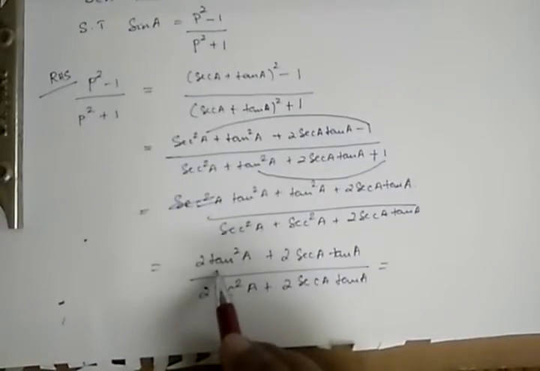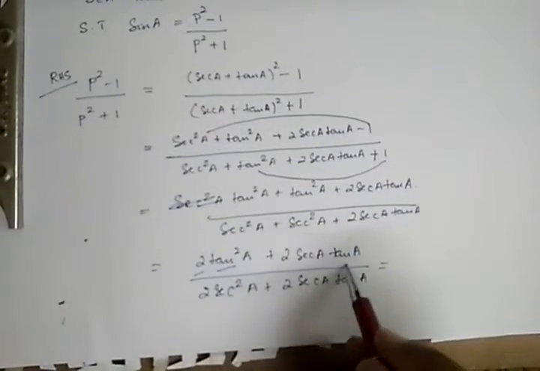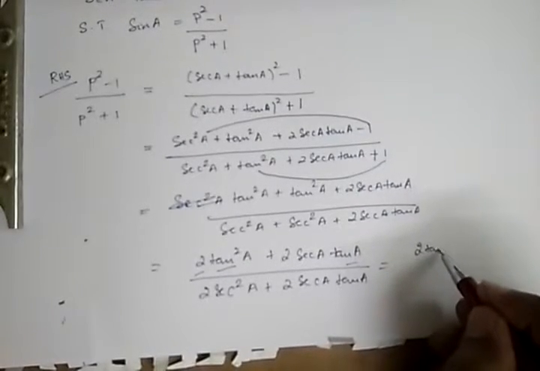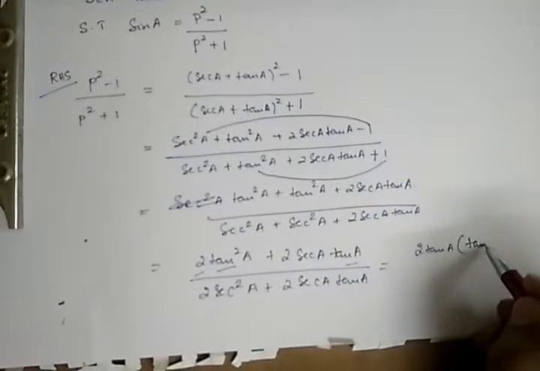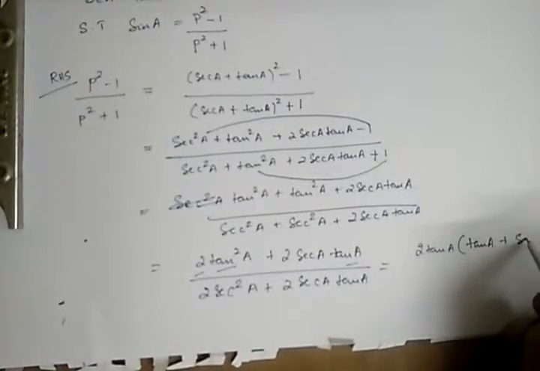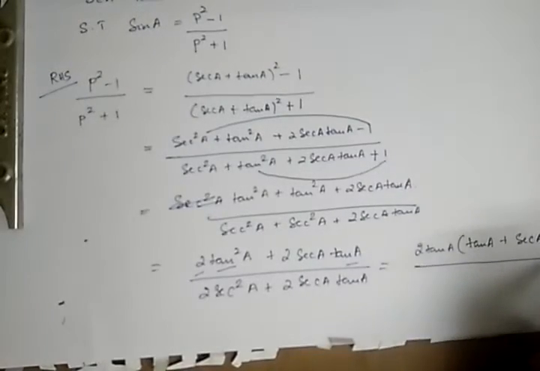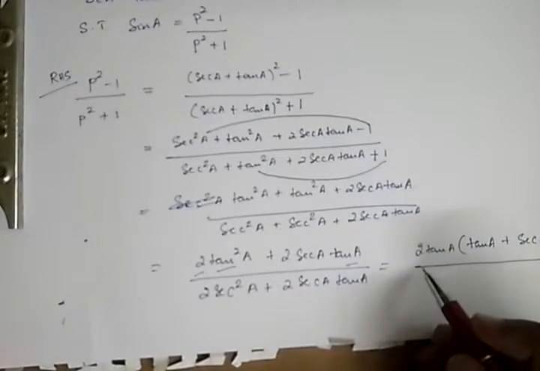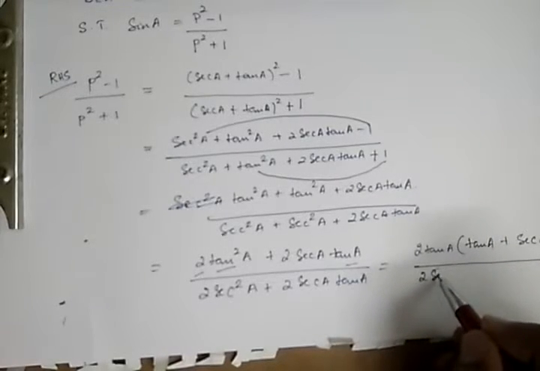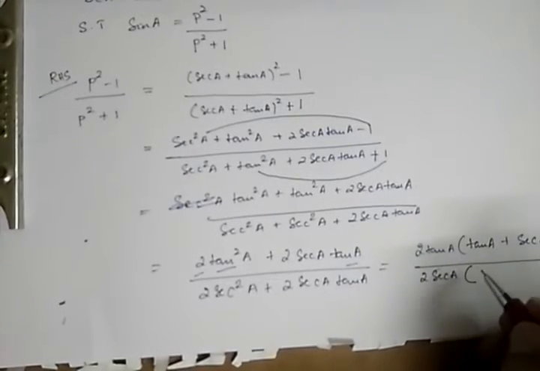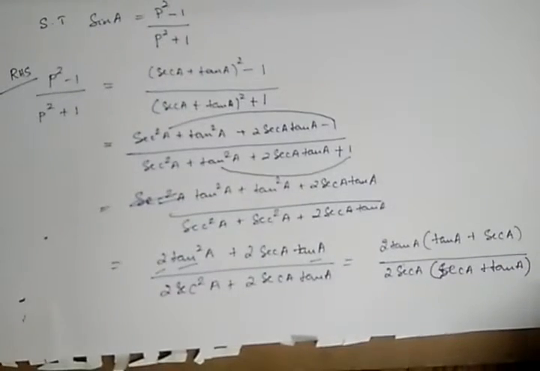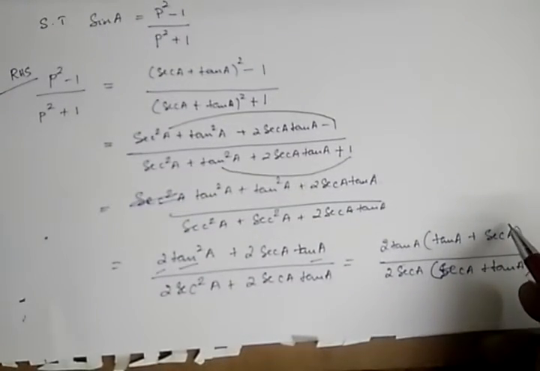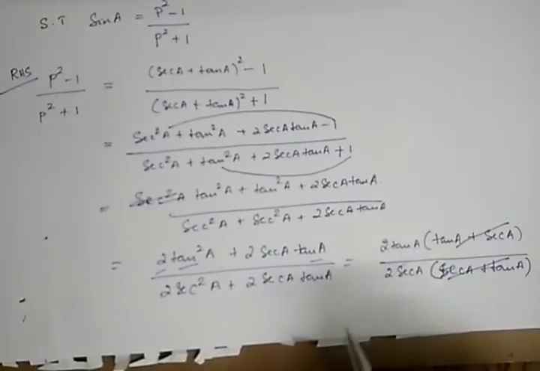Now what is common here? 2 is common and tan A is common. So I can write it as 2 tan A into tan A plus secant A by, what is common here? It is 2 secant A into secant A plus tan A. Okay, so the tan A plus secant A, it's common over here.